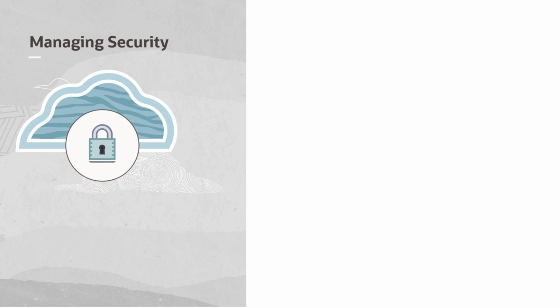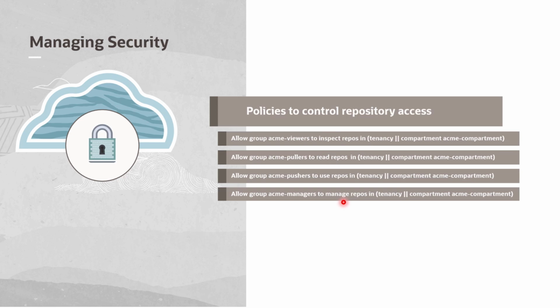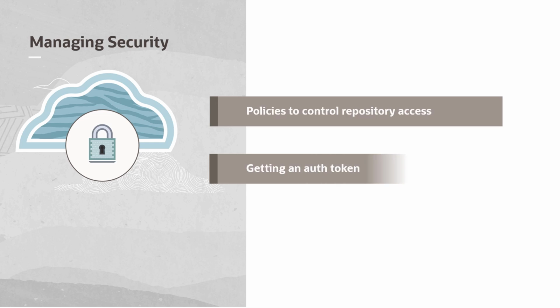While managing security, you are given fine-grained control over the operations that users are allowed to perform on repositories within the container registry. Using the concept of users and groups, you can control repository access by setting up identity access management policies at the tenancy and at the compartment level. These are examples of some of the policies that you can use to control access to your container registry. You can write policies to allow inspect, read, use, and manage operations on the repository based on the requirements. Before you can push and pull Docker images to and from the container registry, you must already have an Oracle Cloud Infrastructure username and an authentication token.